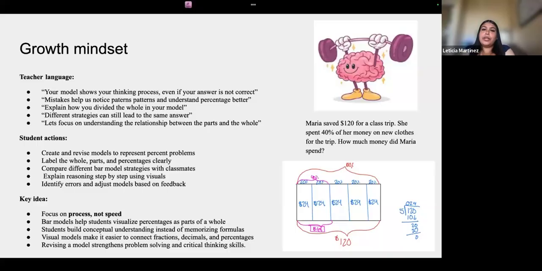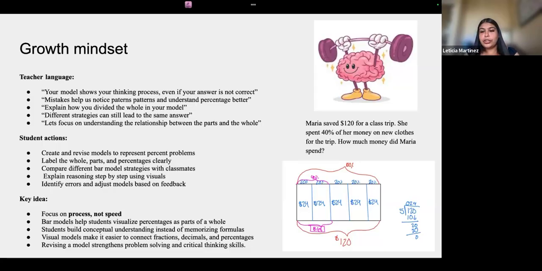Growth mindset is very critical in the bar model. So, teaching language: your model shows your thinking process, even if your answer isn't correct. Mistakes help us notice patterns in understanding percentages better. Explain how you divide the whole in your model. Different strategies can lead to the same answer, and we're going to focus on understanding the relationship between the parts and the whole. So what students need to do is create and revise models to represent percent problems. Label the whole, parts, and percentages clearly.